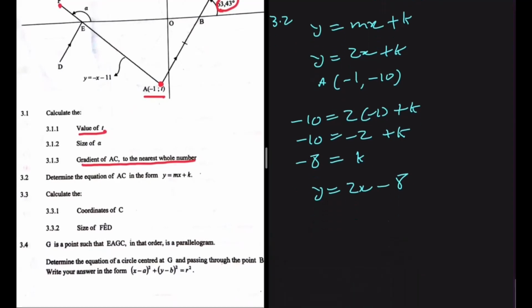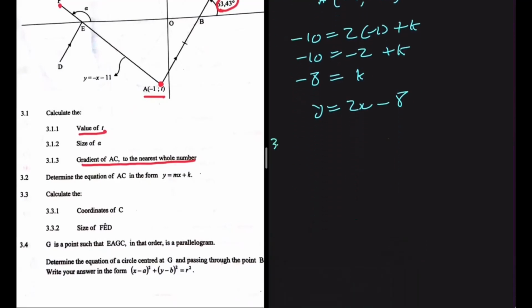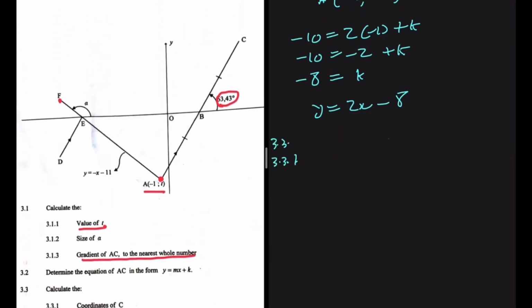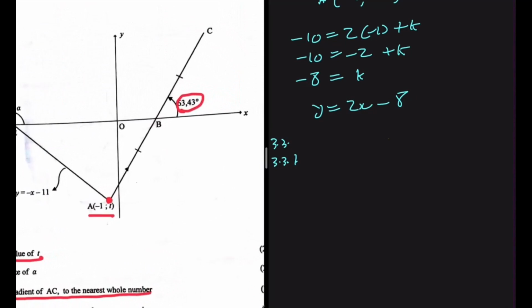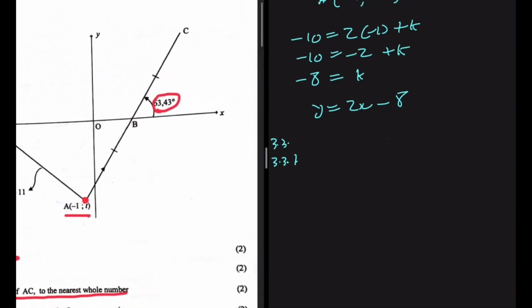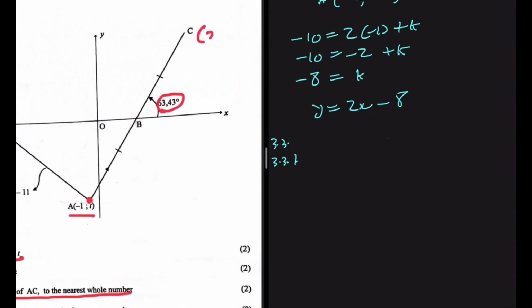Let's go ahead and do 3.3.1. We're looking for the coordinates of C. Yeah, C is up here. So let me just tell you something. The distance from A to B is equal to the distance from B to C. So B is the midpoint of the line AC, right? We know the y value of B is 0, right? Because it is an x-intercept.